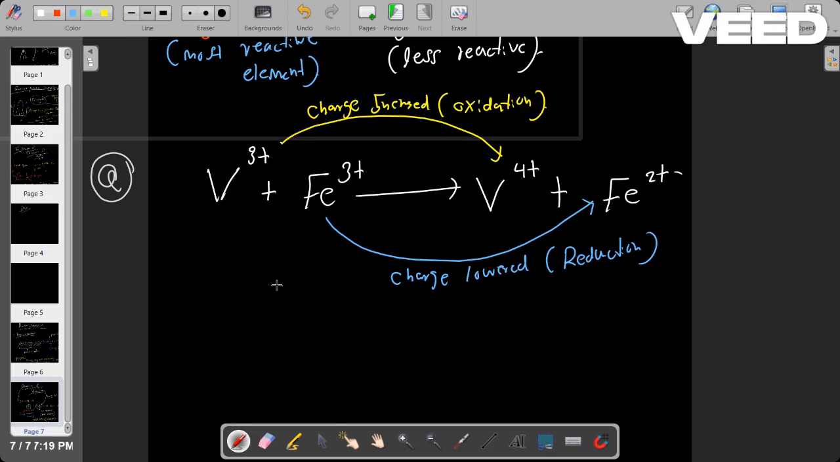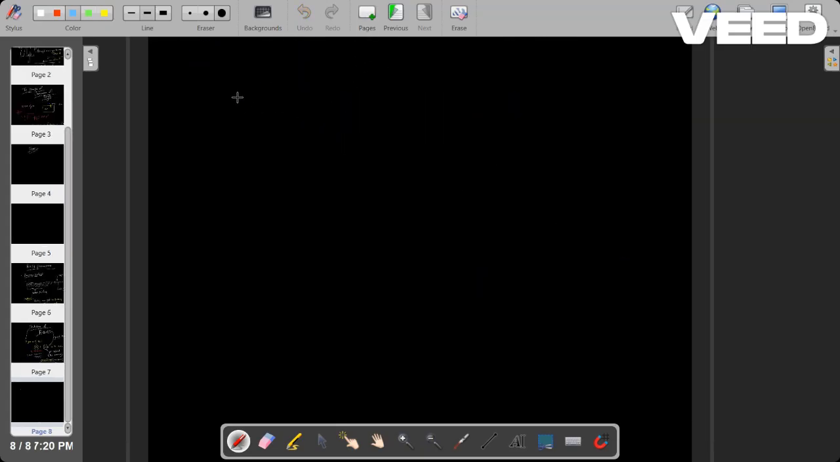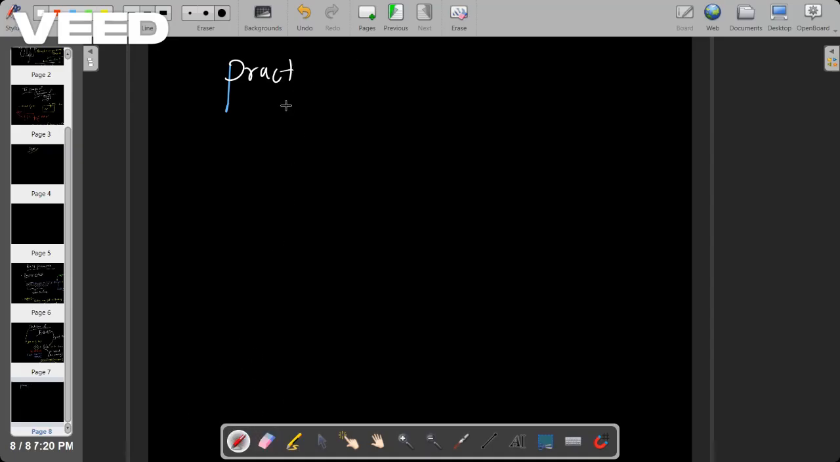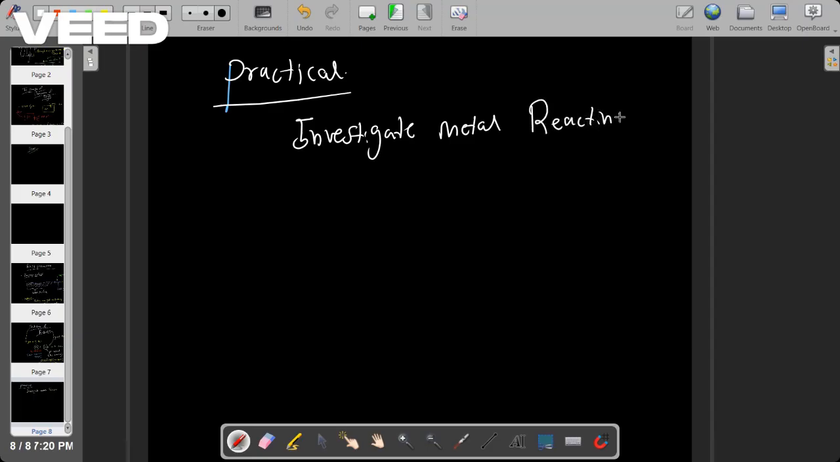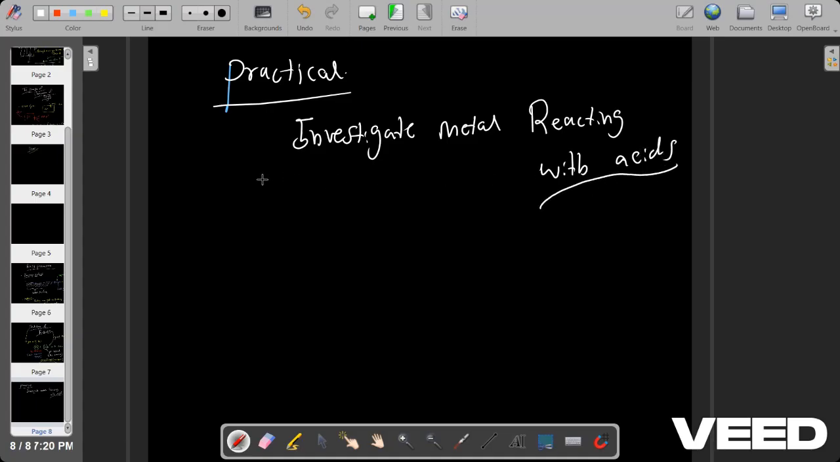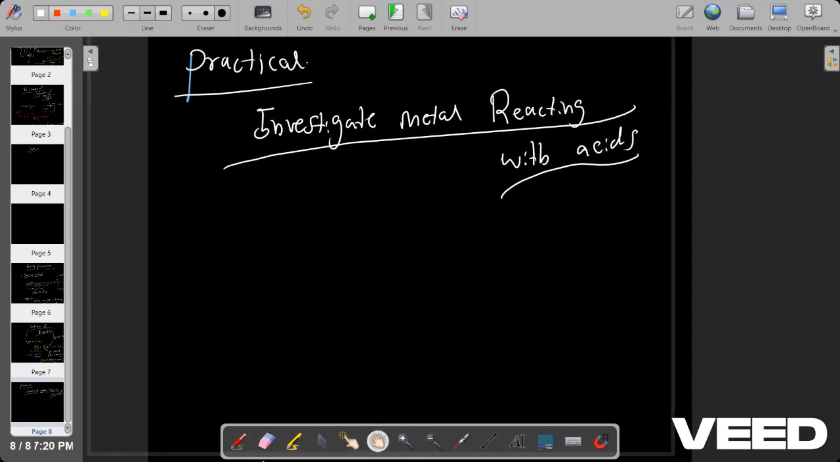Let's move on to the next one. We are discussing a practical: investigate metals reacting with acids.